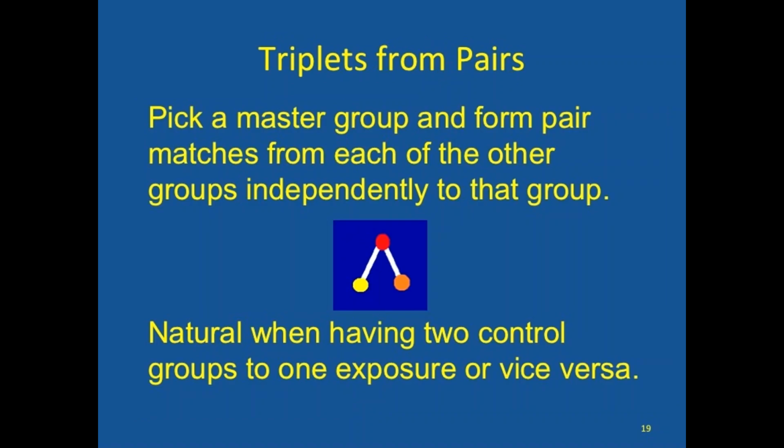So we can leverage getting triplets from pairs. One way to do this is to pick a group and form pair matches from each of the other groups independently to that group. In this case, pick red as the master group and match to the yellows and match to the oranges, and just forget about that yellow to orange distance. That lets us use 2 pair matchings in order to form a triplet. Now this is very natural when having 2 control groups or having one exposure that is clearly our reference exposure that we want to map everything to.